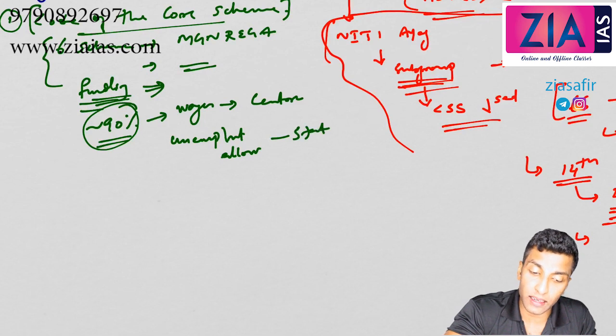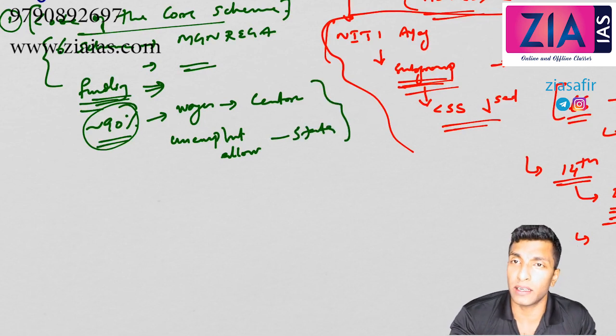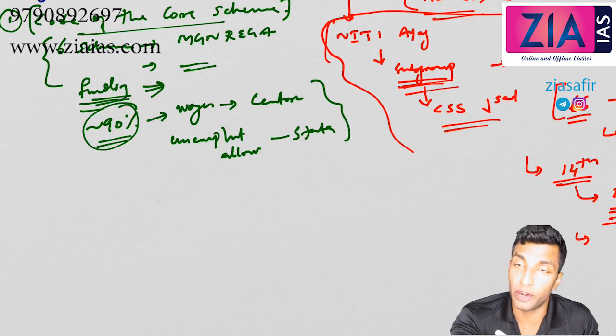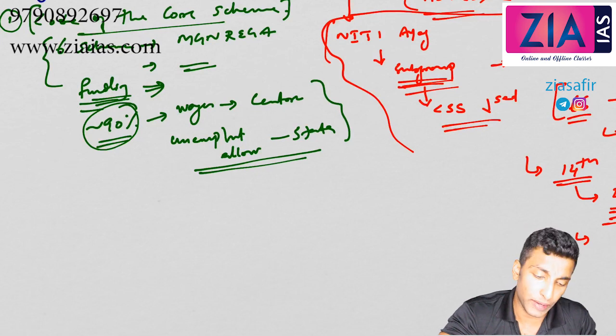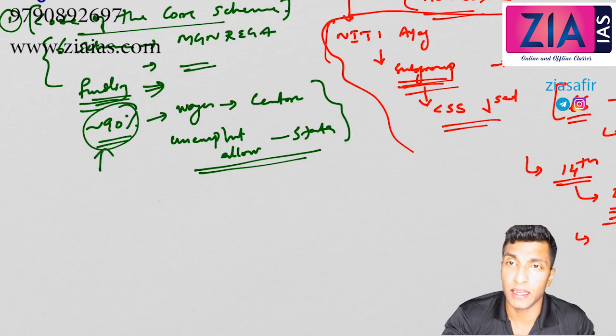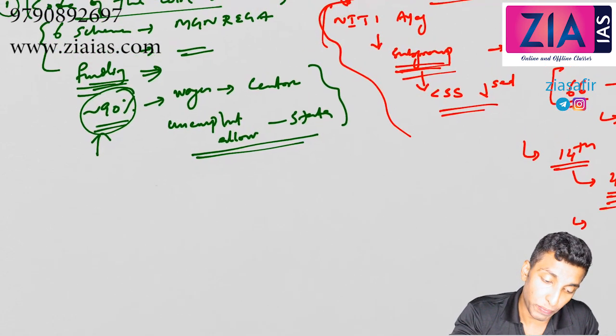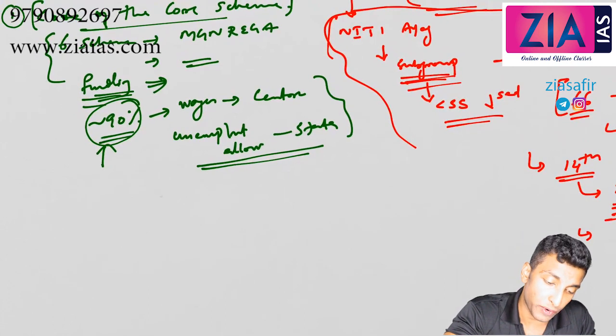Now why is it states? Because it is the responsibility of the state to ensure employment if you are applying for MGNREGA. So if you are not getting a job, and you are supposed to get unemployment allowance, it is actually the failure of the state to provide a job. That is the reason why unemployment allowance should be given by states, and that's why around 90% will be by the center. Okay, so funding, there is no change in funding here.